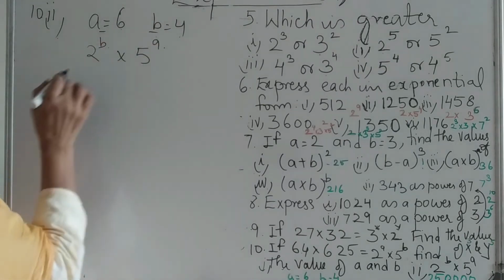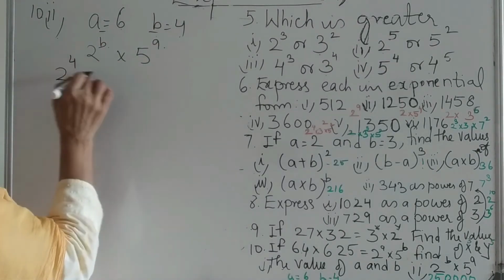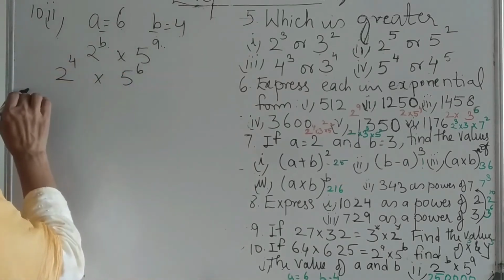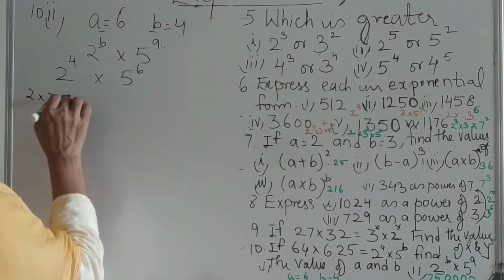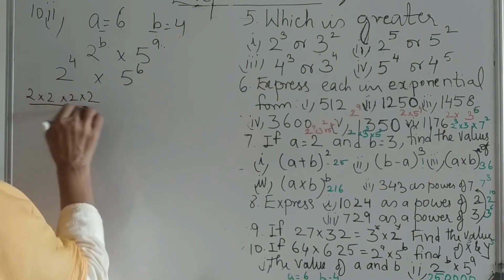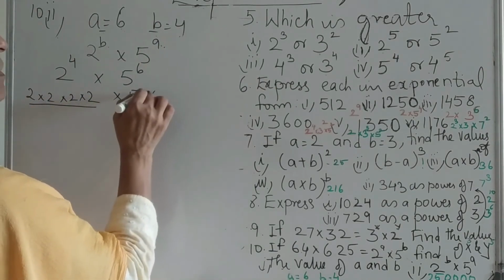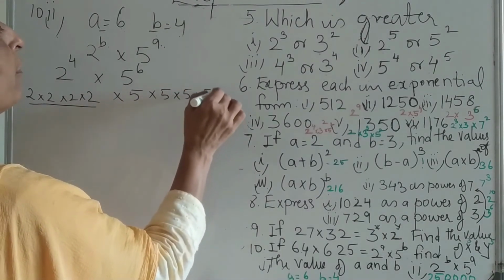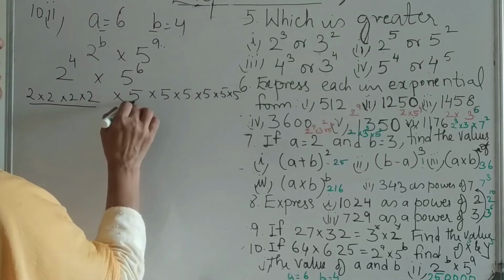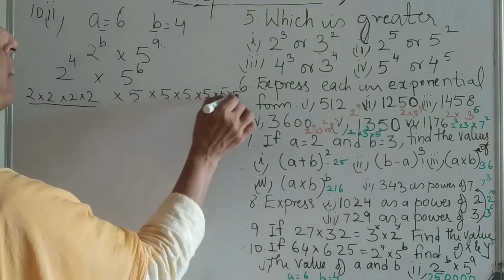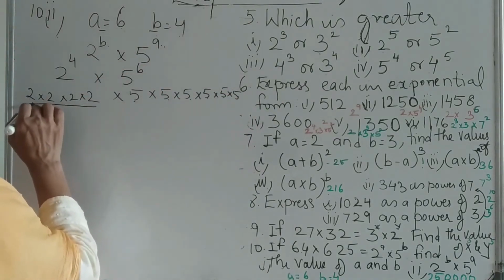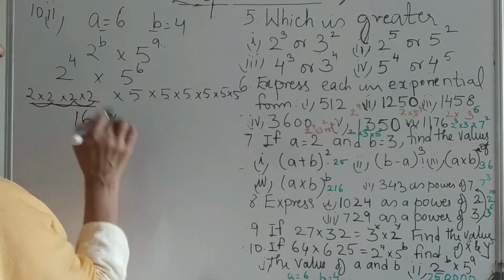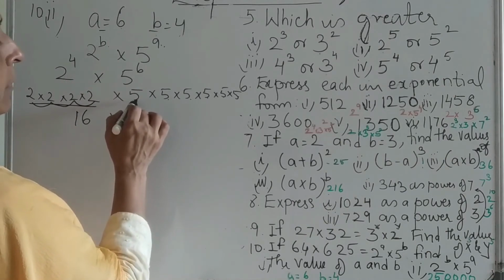Here B is 4, so it is 2 raised to 4 and A is 6, 5 raised to 6. Now let us solve it. 2 into 2 into 2 into 2, 4 times. Now 5, it is 6 times. 1, 2, 3, 4, 5, 6. Now let us multiply. 2 2s are 4, 4 2s are 8, 8 2s are 16. So 16 into the value of 5 raised to 6.